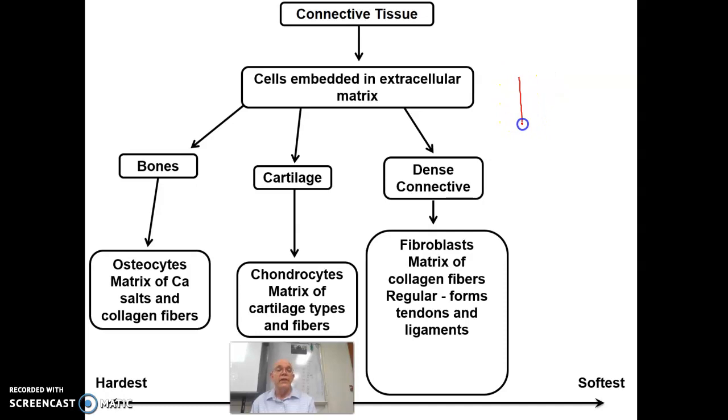So regular means that they are all parallel to each other. Now, they're tightly packed together, and I can't draw them that way, but you get the idea. They're all on top of each other, but they're all lined up parallel, okay? Now, this is things like tendons and ligaments. Tendons attach your muscles to the bone. Ligaments, like you have a bunch of them in your kneecap because it connects bone to bone.